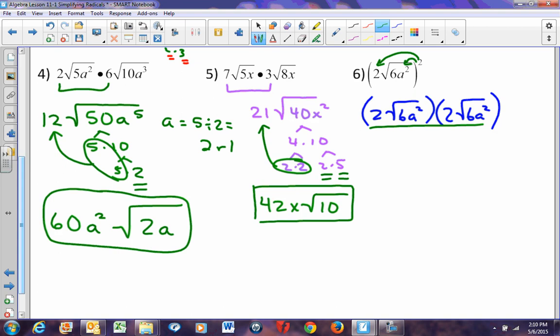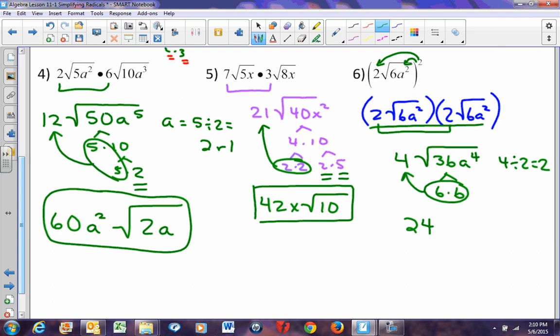So if I do it with writing them out, outside times outside, that's 4. Inside times inside, 6a squared times 6a squared is 36a to the 4th. But 36 is 6 times 6, so that can come out. That gets multiplied by 4. That becomes 24. A to the 4th, 4 divided by 2 is 2, so I can take out 2 a's. So it comes out to 24a squared. Everything comes out of the square root of this particular problem.